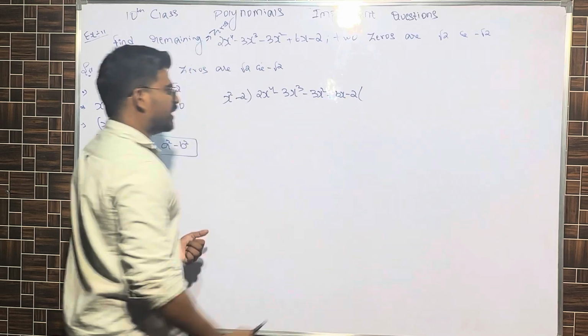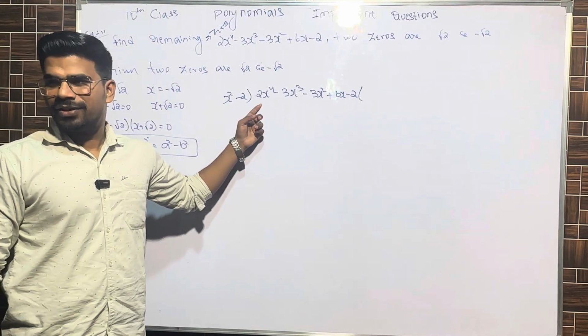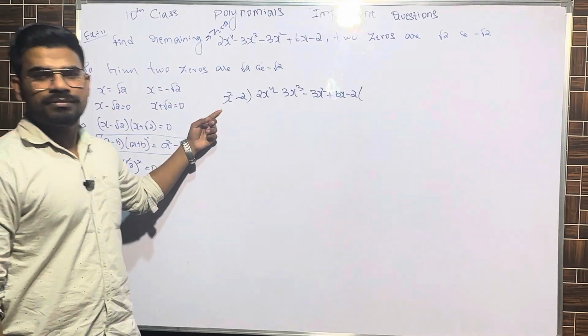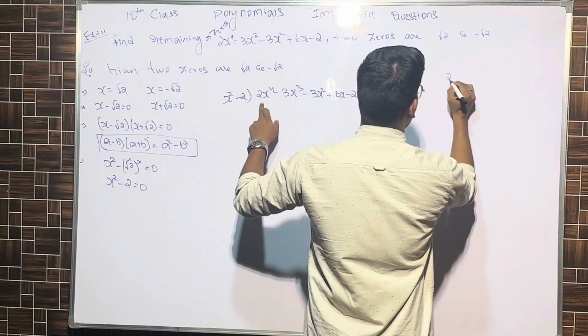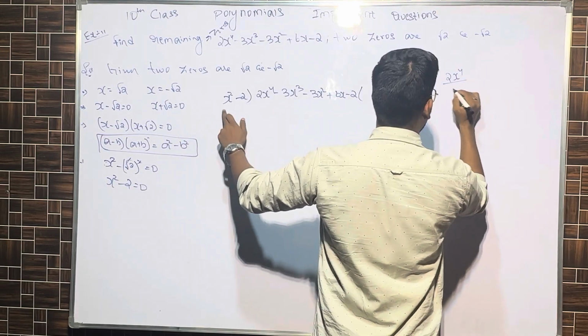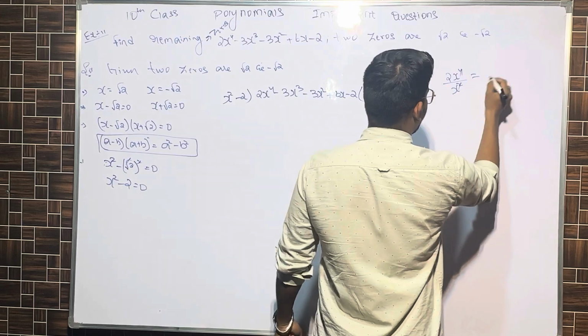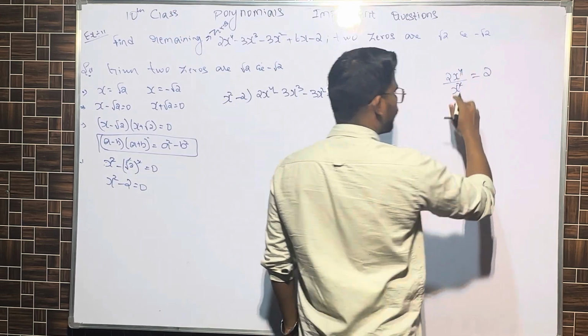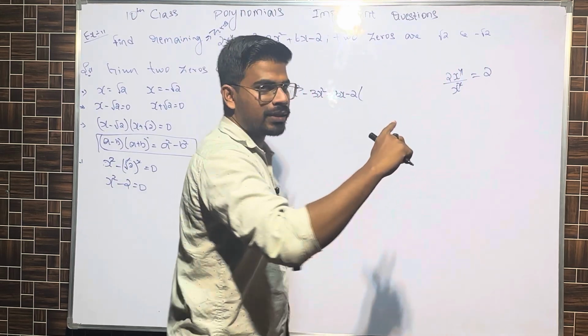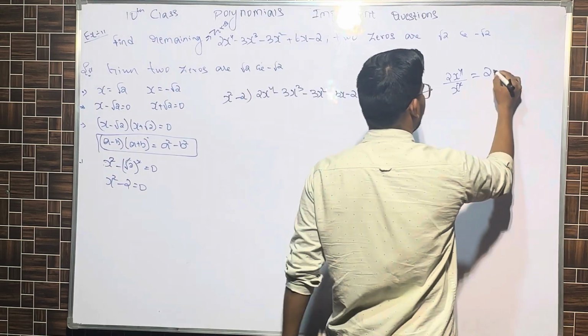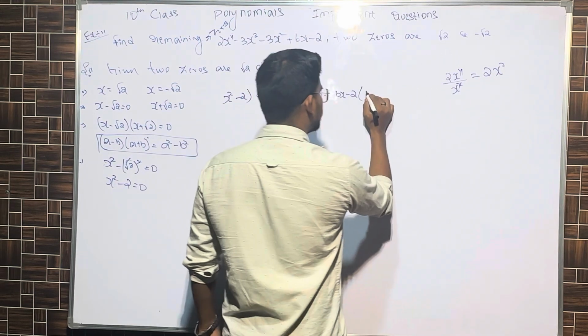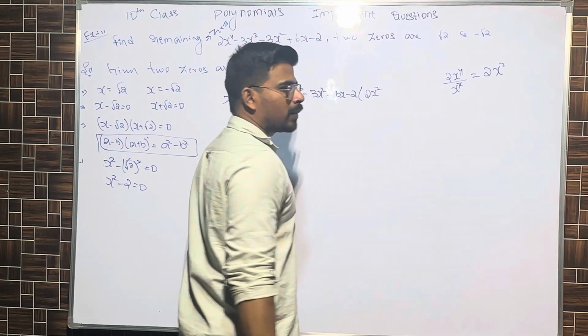So let us begin. How do we do the division? First term from here, 2x power 4, divided by x square. 2 is already there. x power 4 means 4 x's are there, x square means 2 x's are there. If we cancel, we'll have 2 more x's, so it is 2x square.